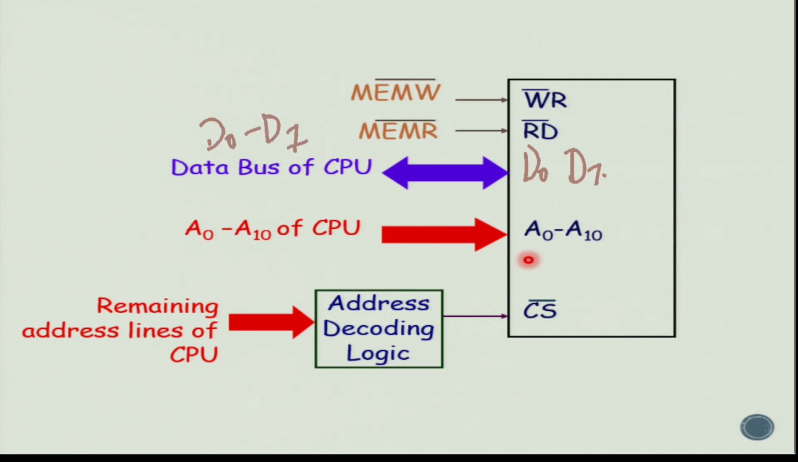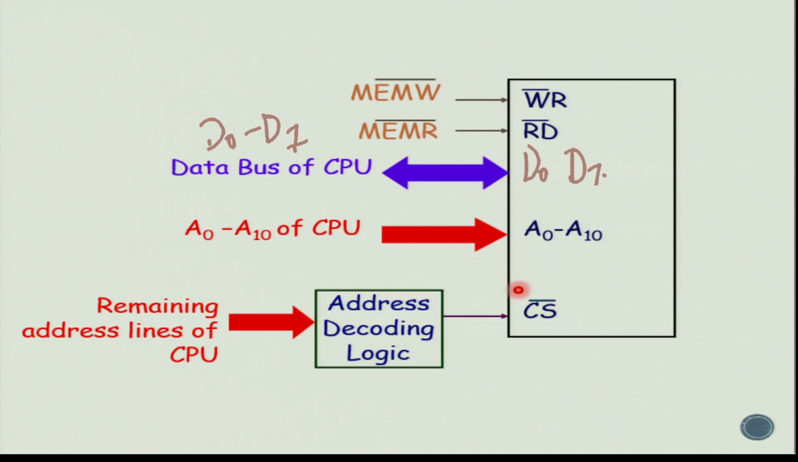You are going to be using the first 11 address lines, A0 to A10. So A0 to A10 of the system bus goes as A0 to A10 here. The write signal of course gets connected to memory write. The read signal gets connected to memory read. So that is simple. Now comes the chip select.